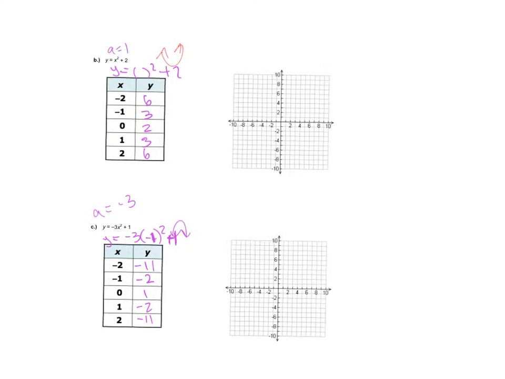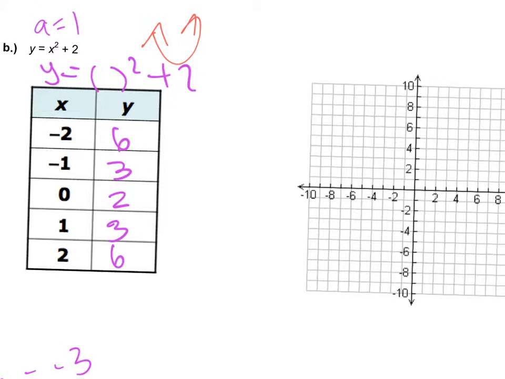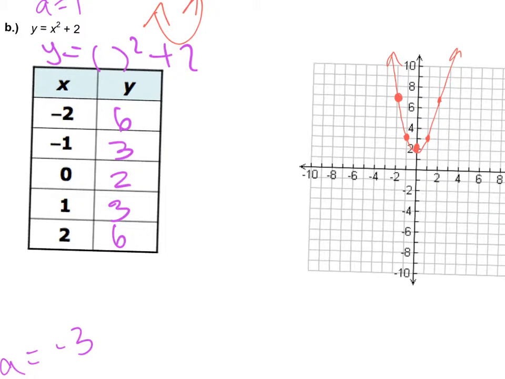So when I go to graph these, I am going to plot negative 2 comma positive 6. I said the wrong thing. Negative 2 comma positive 6, negative 1 comma positive 3, 0 comma 2, 1, 3, and 2, 6. Now I'm going to try to draw as nice of a U as I could. So here is this one. Now I'm going to graph the next one.